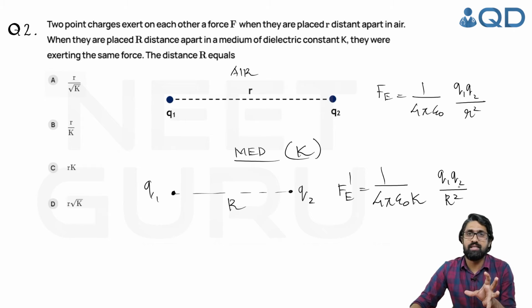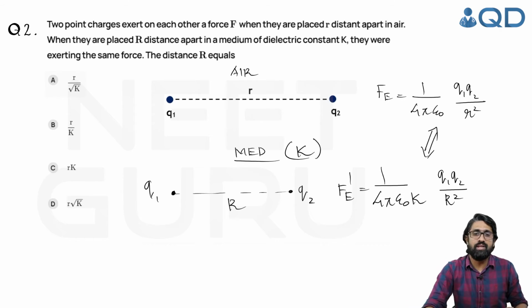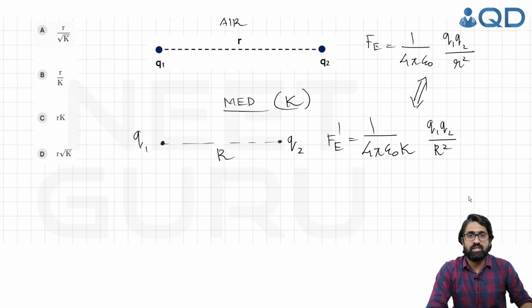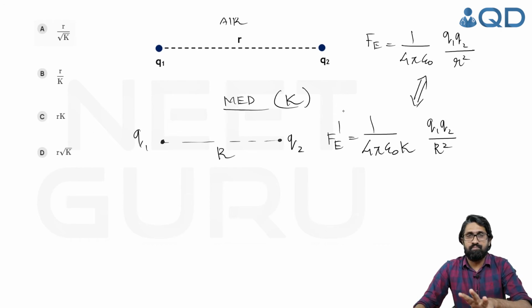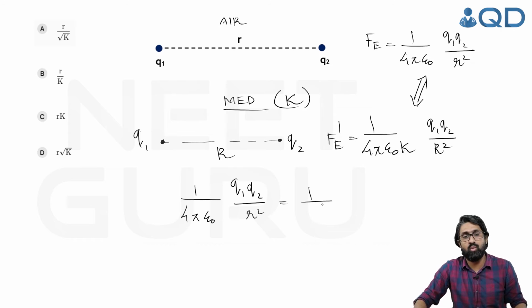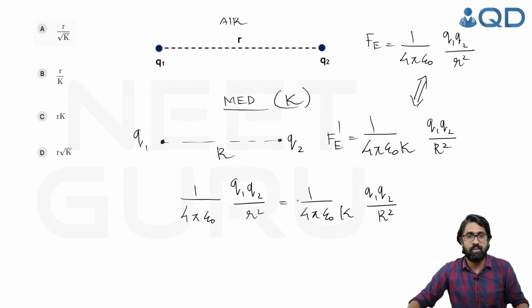Now, the question tells us that both these forces are equal. In that case, we need to find an expression for capital R in terms of small r. To do that, we'll equate these two expressions for force, and the question tells us that these two forces are equal, so we are allowed to do that. So we have 1 by 4 pi epsilon naught into Q1 Q2 divided by small r square will be equal to 1 by 4 pi epsilon naught K into Q1 Q2 by capital R square.